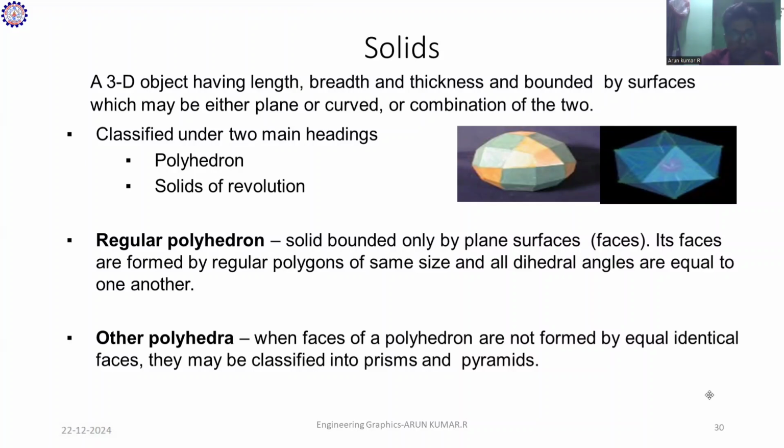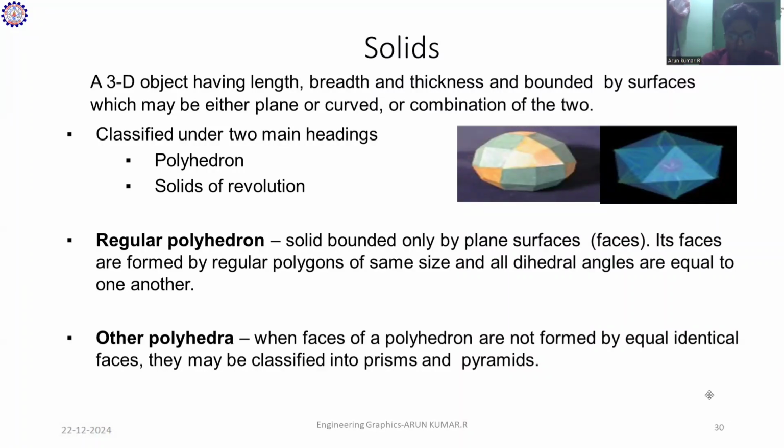Next, we move to the classification under two main headings: polyhedrons and solids of revolution. So what is a polyhedron? What is a solid of revolution? Let's move on to the basic concept of polyhedrons. What is the basic difference between regular and irregular? Regular means all the sides are of the same size.